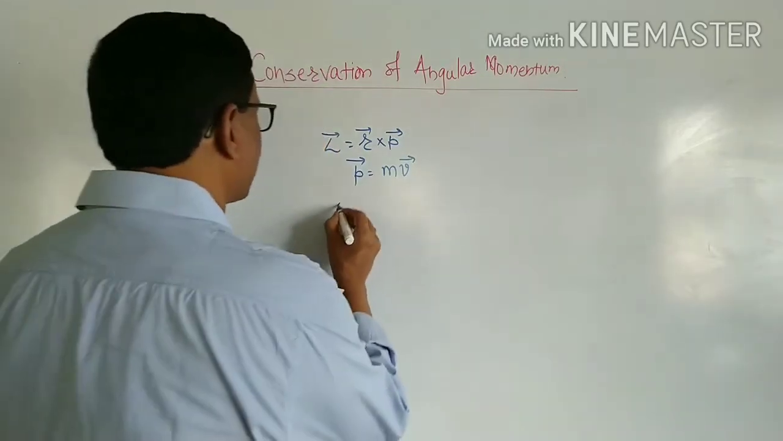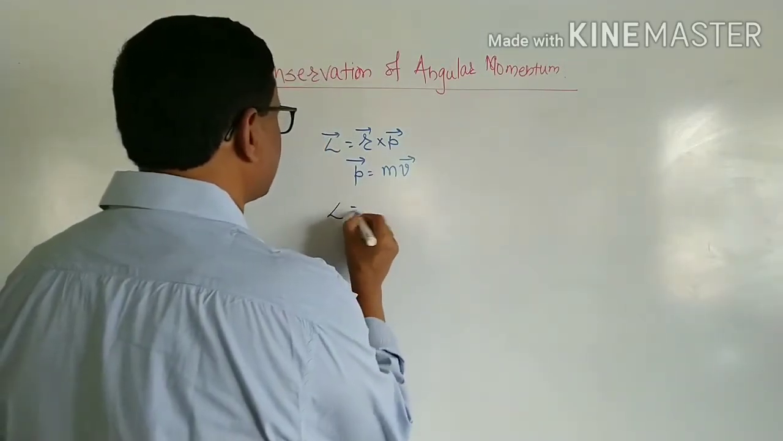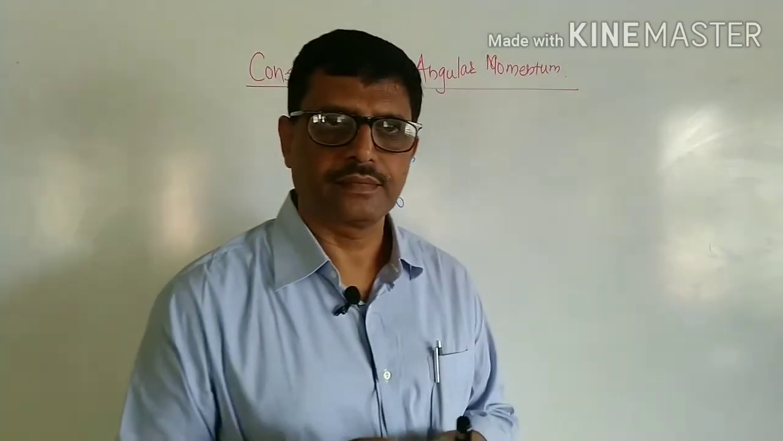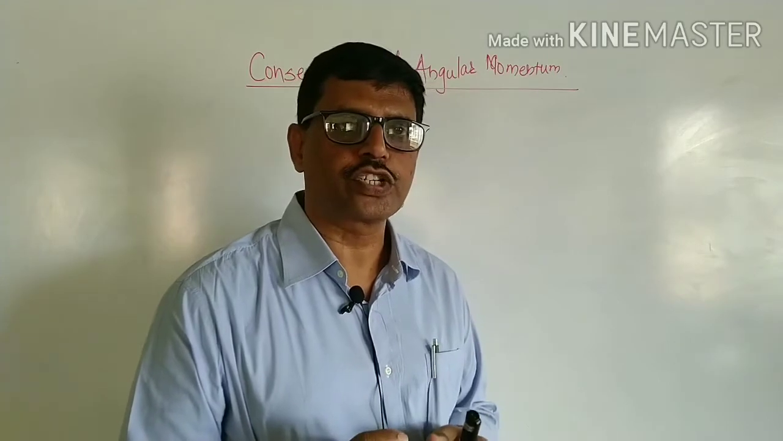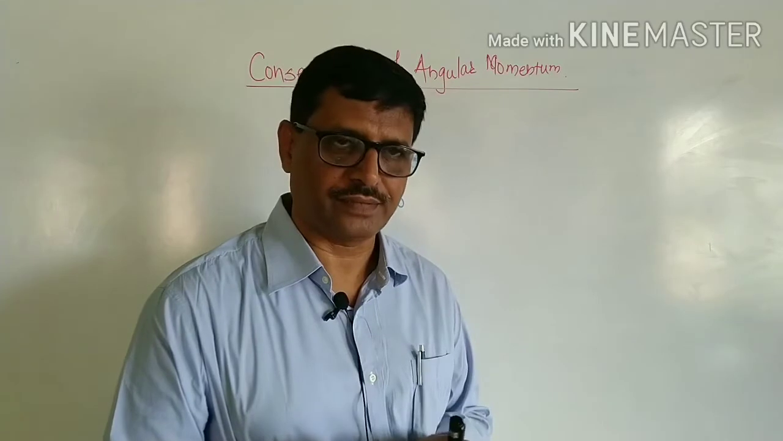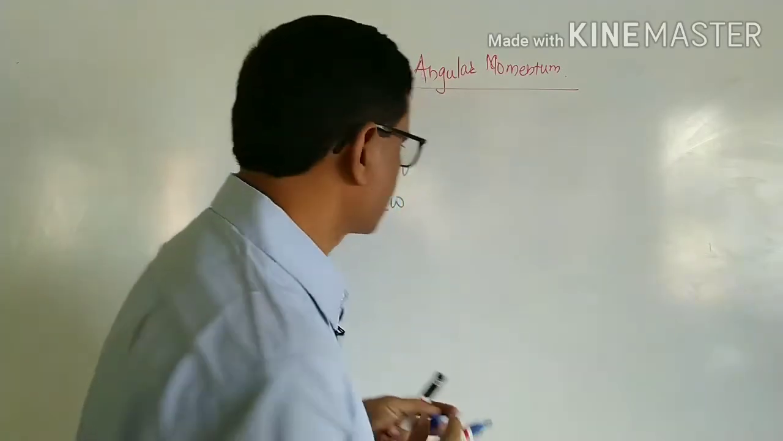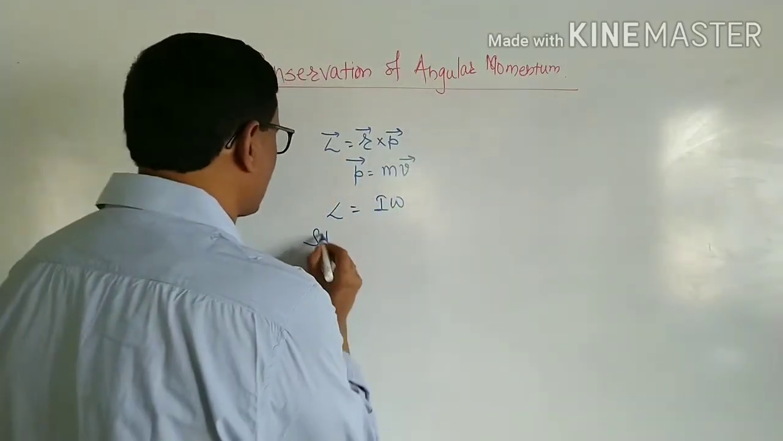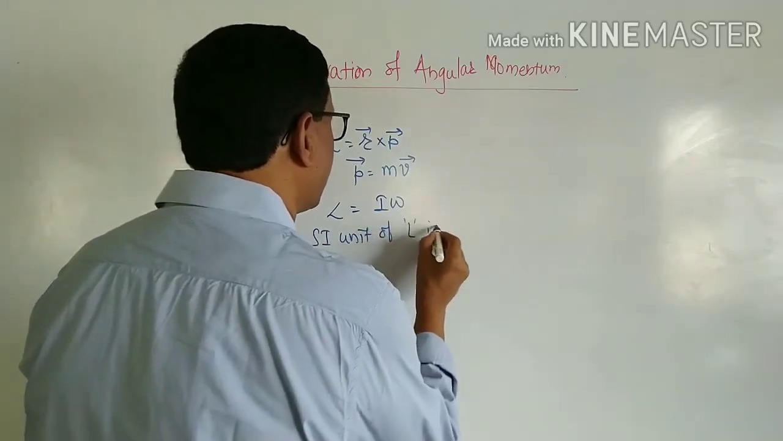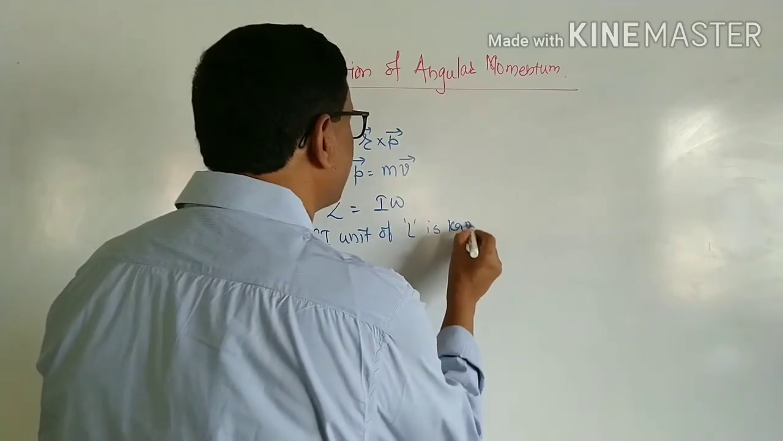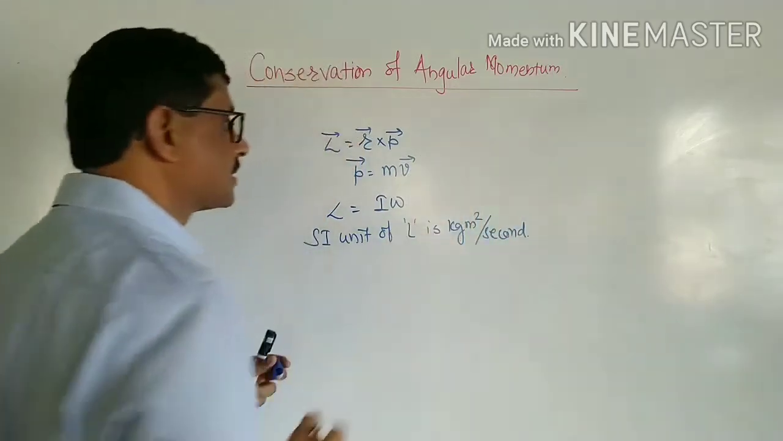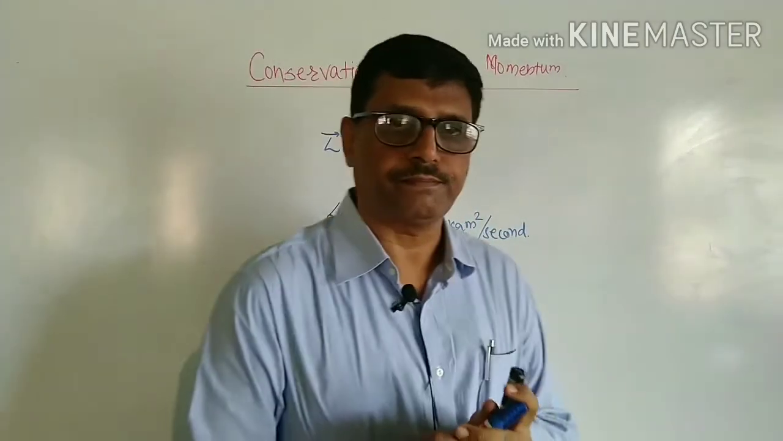Angular momentum can also be written as L is equal to I into omega. I is the moment of inertia of a rotating body, omega is its angular velocity. The SI unit of angular momentum is kilogram meter square per second. This is the SI unit of angular momentum.